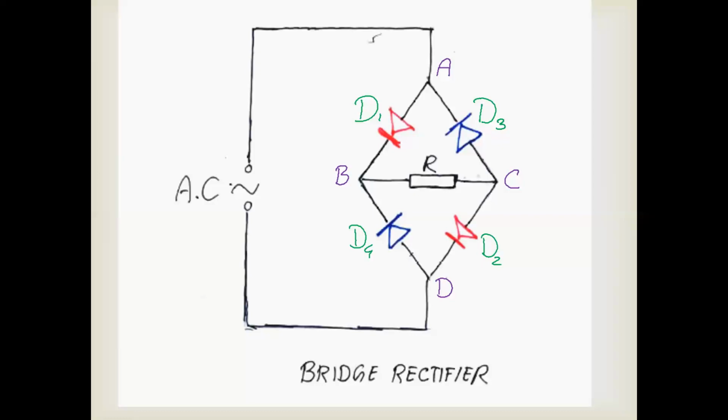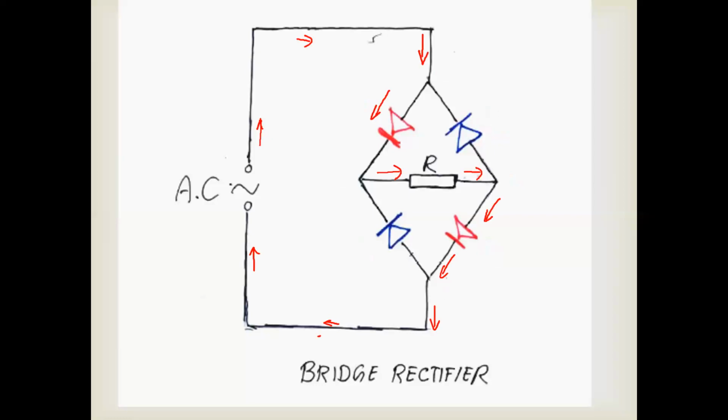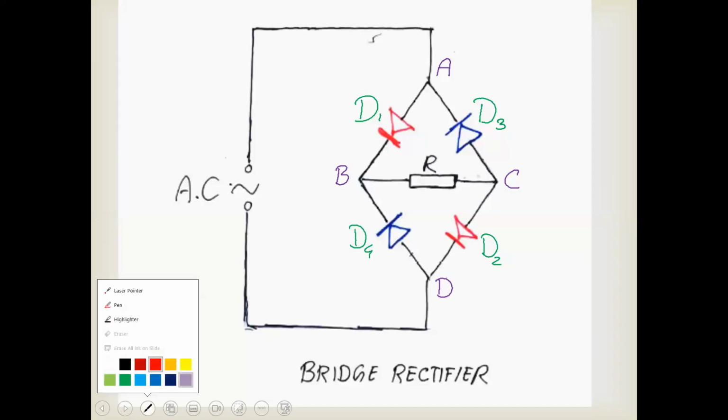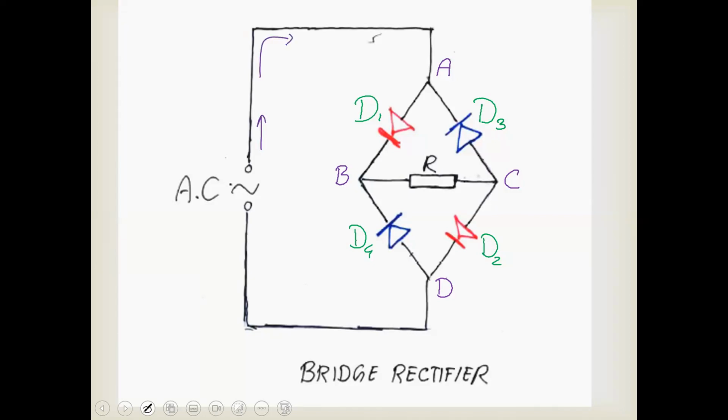Let's get the current from the top. When the current is coming from the top, it reaches position A. Now D1 will allow the current and D2 will refuse because it's reverse biased. The thin line is the high resistance one. So current will go through this diode and reach position B.